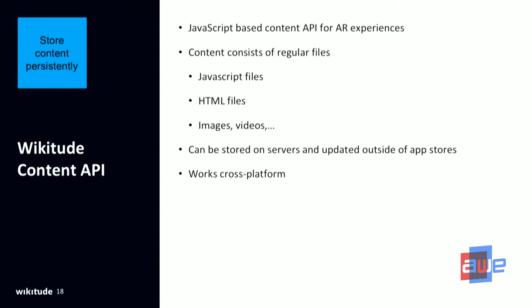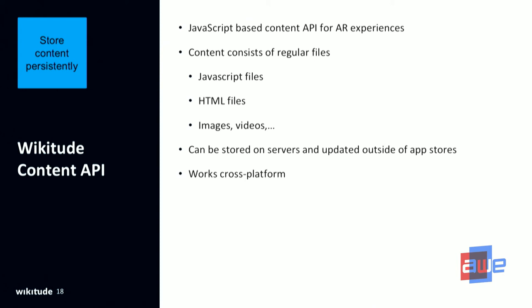The second part is how do we persistently store content? And then immediately the question comes, how do I actually create content? And the Wikitude solution right from the beginning has been that you can create content with a JavaScript API. And that has several advantages that come in handy in this aspect. One is the experience itself consists of regular HTML files, regular JavaScript files, regular CSS files. They, in a way, even look like a mobile website, extended by the functionality that is in our library with some particular JavaScript objects that you can add that you then render in AR. But the experience itself is in JavaScript.